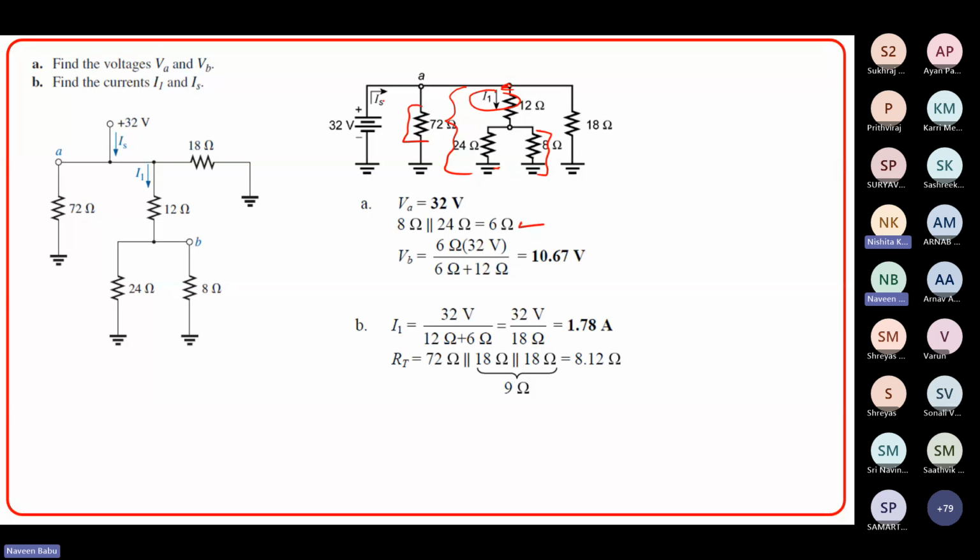Now you need to find out IS. If you want to find out IS, then you need to find out the total equivalent resistor of this. So this parallel combination is 6. 6 plus 12 is 18. So 18 parallel 18 is 9. So what is 9 parallel 72? 9 parallel 72 will be 8.12 ohms. So that is the equivalent resistor. Once you know the equivalent resistor, 32 by 8.12 will be the source current IS, which is 3.94 ampere. Okay. So this is how you solve this.